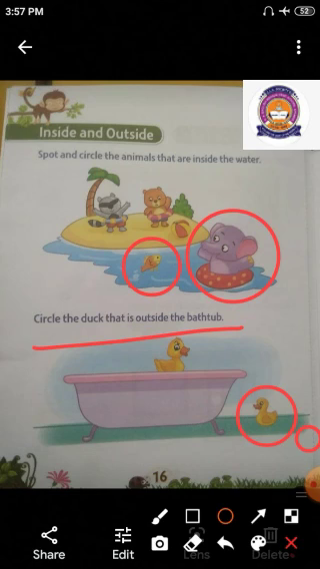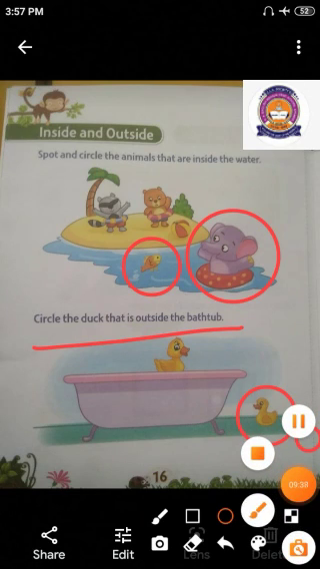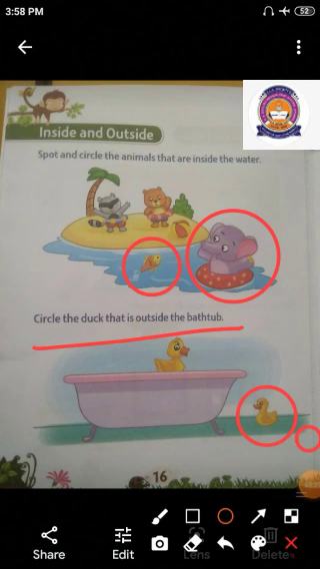This is also homework. You have to do this activity in the numeracy skill book and numeracy workbook. Numeracy skill book page number 7. In the numeracy workbook, page numbers 15 and 16.